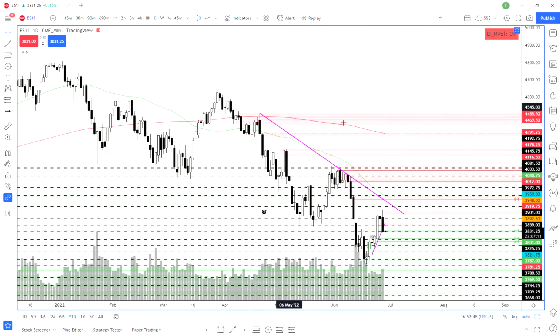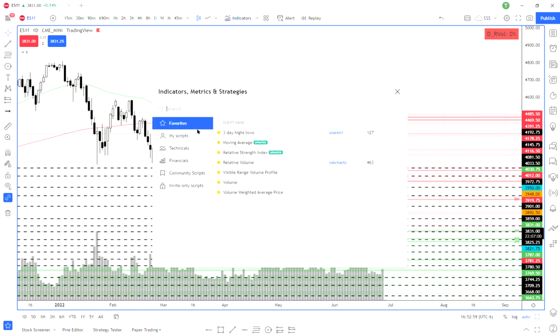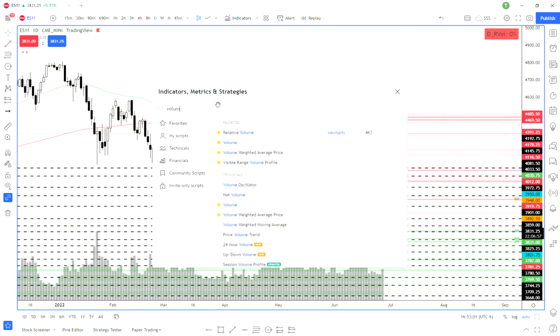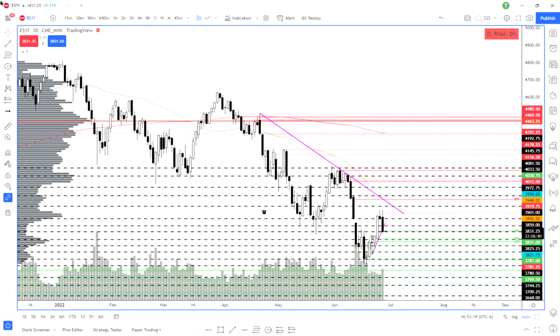Well, volume profile shows you the volume that's transacted at a certain price. And so if you go to indicators and type in volume profile, I like to use visible range volume profile. They have fixed range, periodic range, session, and all that. You can use the one you want, but I like visible range, so we'll add it.